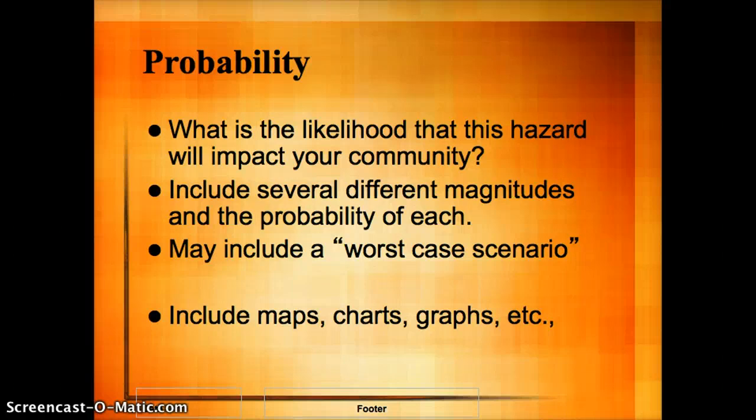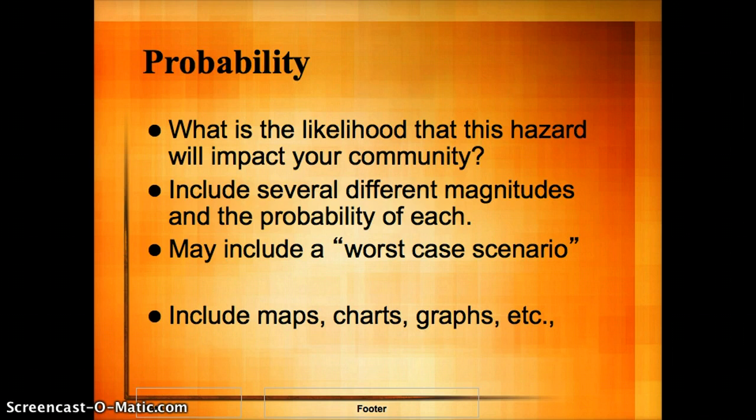That leads into the next section in the body of the report, which is how likely is this hazard to impact the community. Typically the approach is to choose several different magnitudes. Let's say it's hurricanes in Miami. What's the likelihood that a Category 5 hurricane will hit Miami? It's low, very low. What about a Category 1? That's going to be much higher. It's a smaller type of hurricane. More of them occur in a season. So typically you include a worst case scenario, but several magnitudes and the probability of each of those.